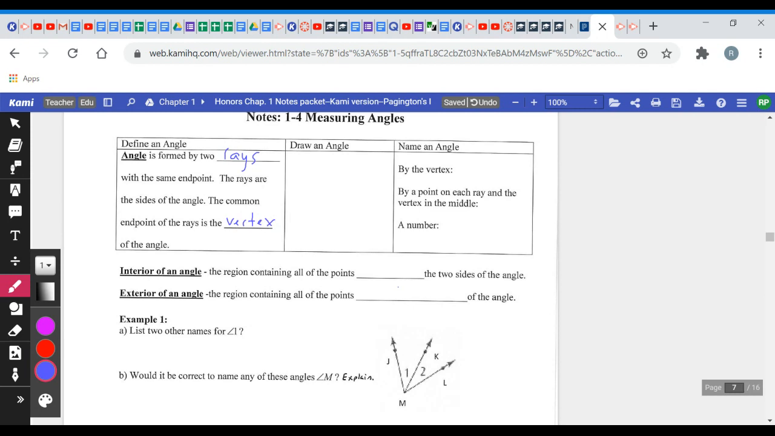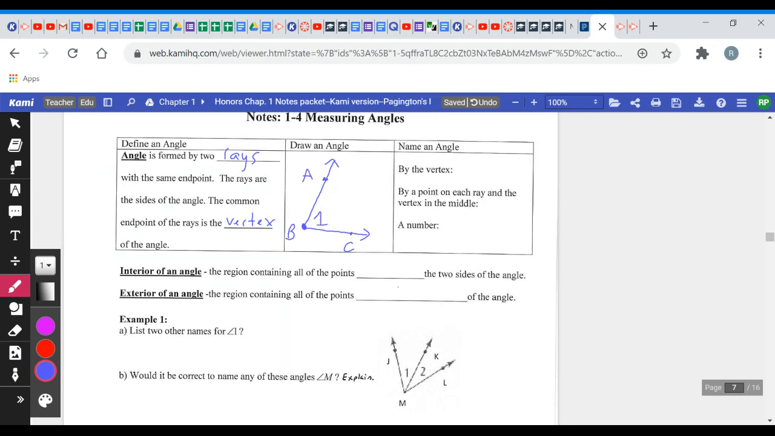Okay, now I'm going to go ahead and draw the angle. Here is a ray, here is another ray, here is the vertex, and I'm going to put some points on here. I'm going to put a point A here, a B at the vertex, and a C over here. And I'm also going to put a 1 inside of the angle.